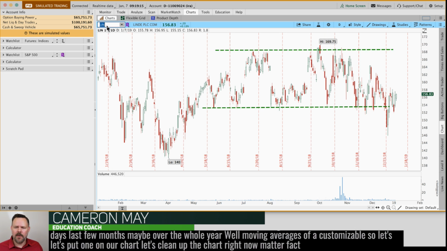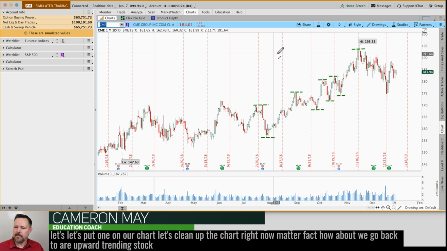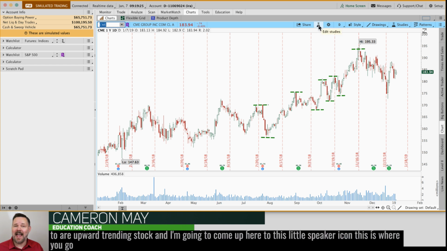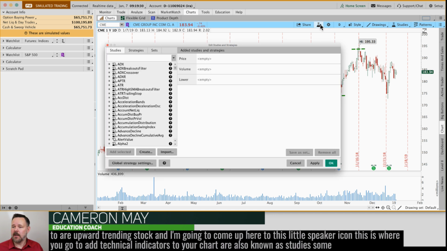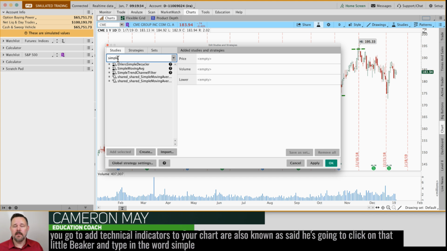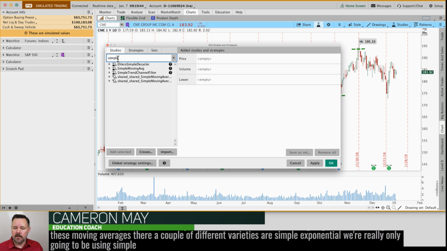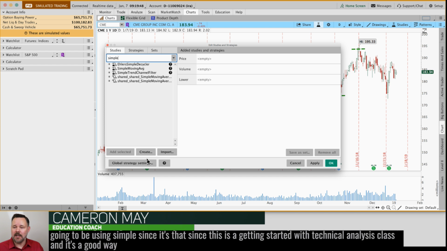Matter of fact, how about we go back to our upward trending stock, and I'm going to come up here to this little beaker icon. This is where you go to add technical indicators to your chart. They're also known as studies. So I'm going to click on that little beaker and type in the word simple, because these indicators that we're going to be discussing, these moving averages, there are a couple of different varieties. There's simple and there's exponential. We're really only going to be using simple since this is a getting started with technical analysis class, and this is a good way to introduce people to it.